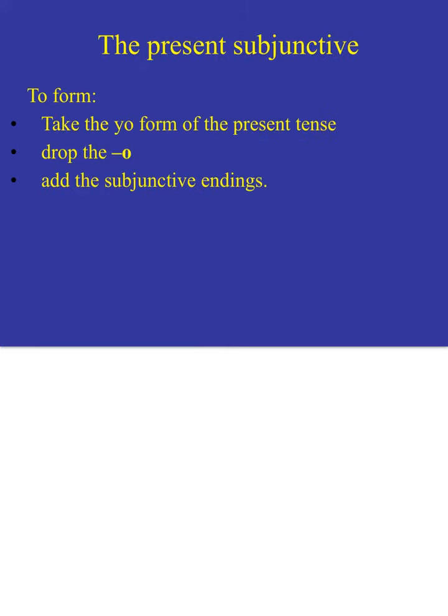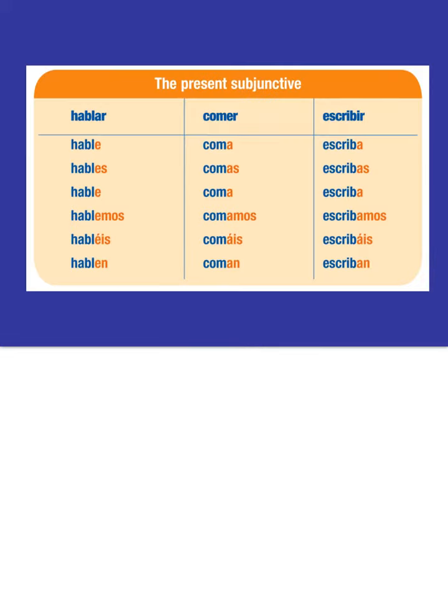In order to form the subjunctive, you take the yo form of the present tense. Should sound familiar from what we've done with commands. Drop the o and add the subjunctive endings. AR verbs now take ER endings: e, es, e, emos, en. ER and IR verbs take AR endings: a, as, a, amos, an.